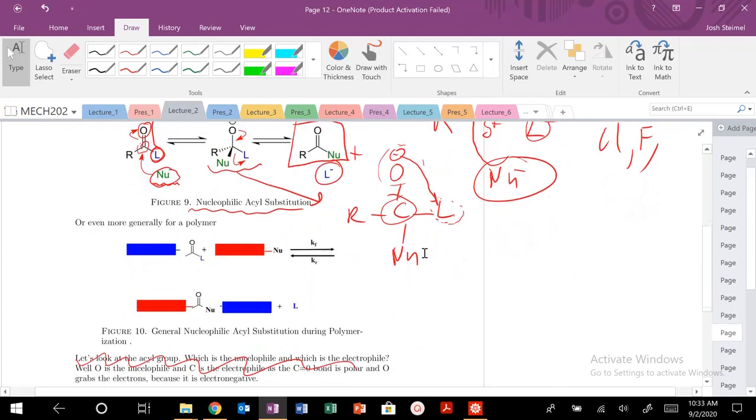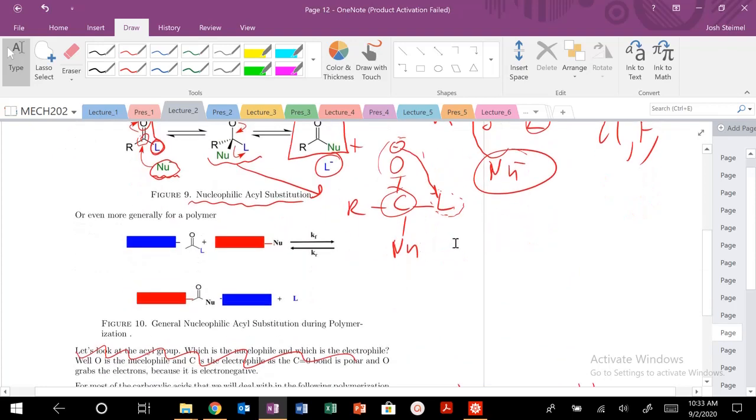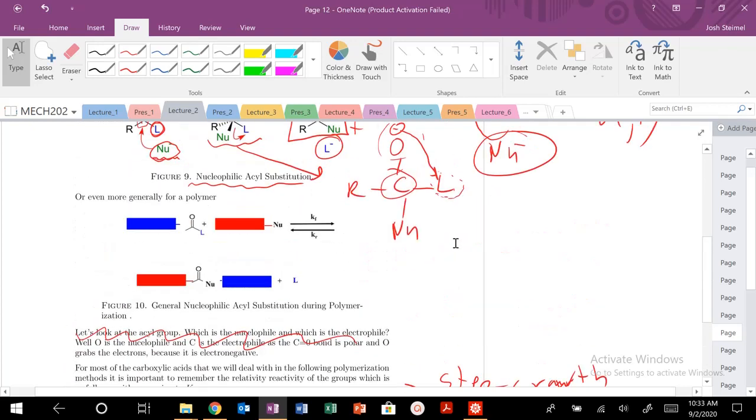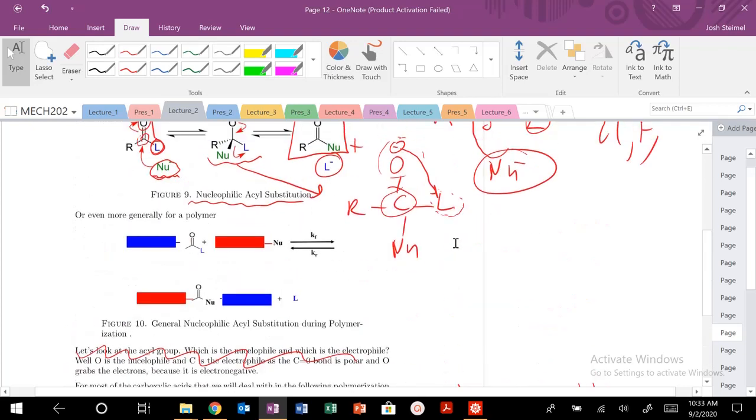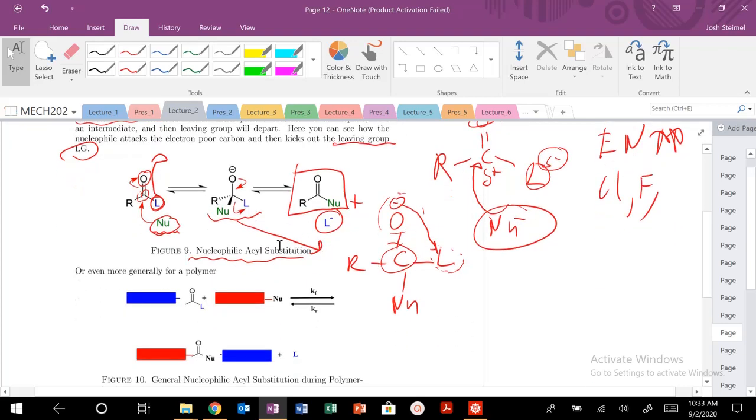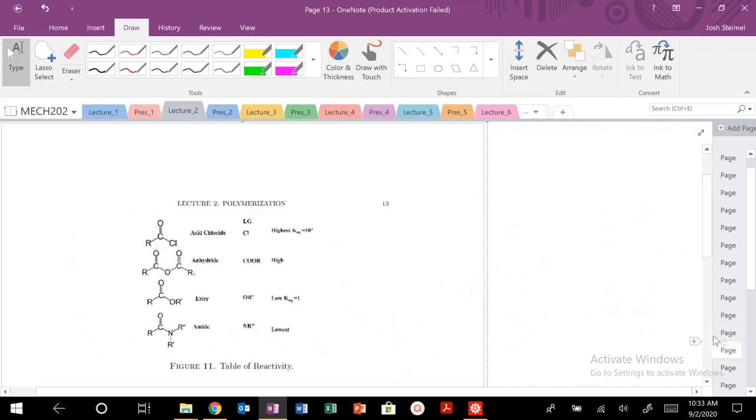Just remember from last time, we talked about nucleophilic acyl substitution. This is the main method of attack and chemistry that we're going to be dealing with today. So remember the nucleophile attacking that electrophile, transferring electrons, the leaving group leaving. And again, we talked about this really important table of reactivity.